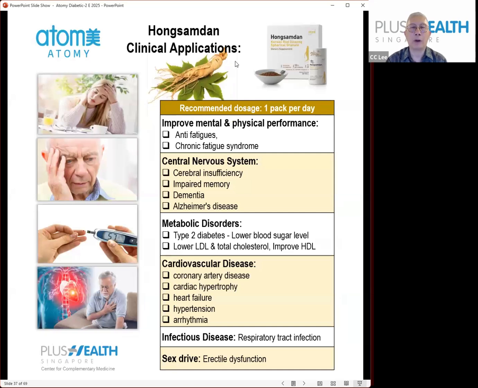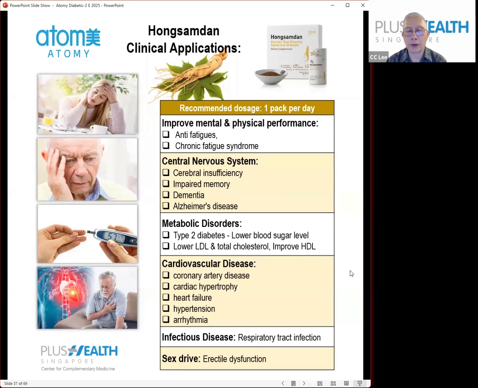Now, what are the applications for Homsandan itself or the ginseng itself? We know ginseng helps to improve mental and physical performance, anti-fatigue, especially good for chronic fatigue syndrome, right? Ginseng is also good for people who suffer from cerebral insufficiency, impaired memory, dementia, or Alzheimer's disease, basically diseases of the central nervous system. Ginseng is also beneficial for people who suffer from metabolic disorders, which include type 2 diabetes, because it helps to lower your blood sugar. It also helps to lower your bad cholesterol and total cholesterol and improve your good cholesterol, right?